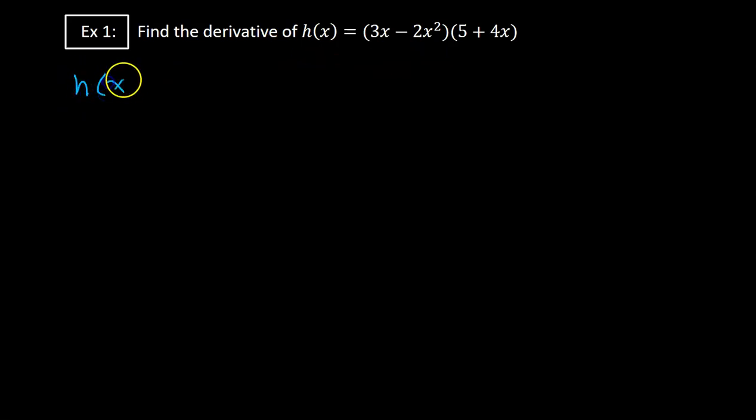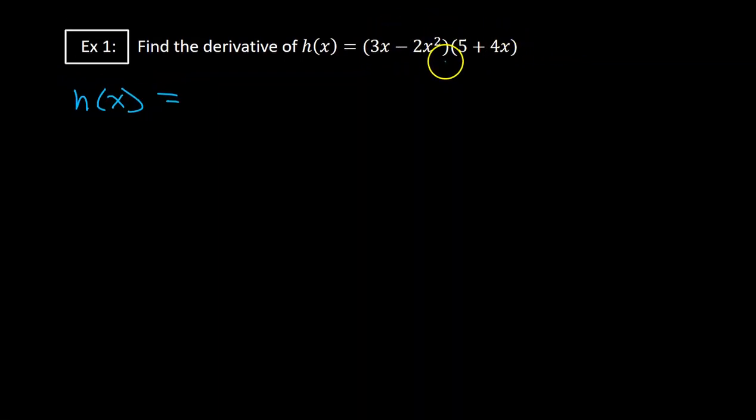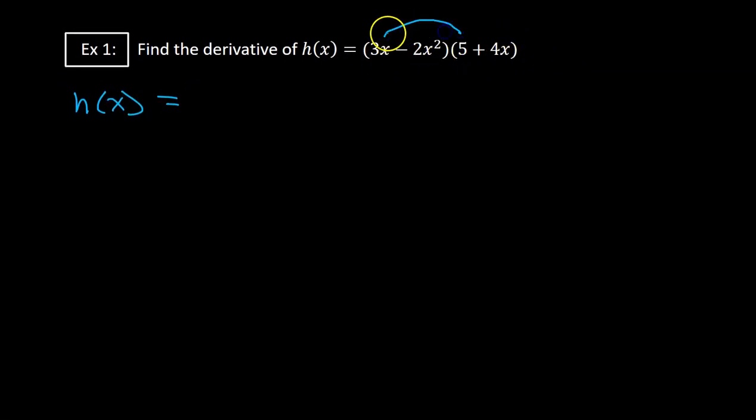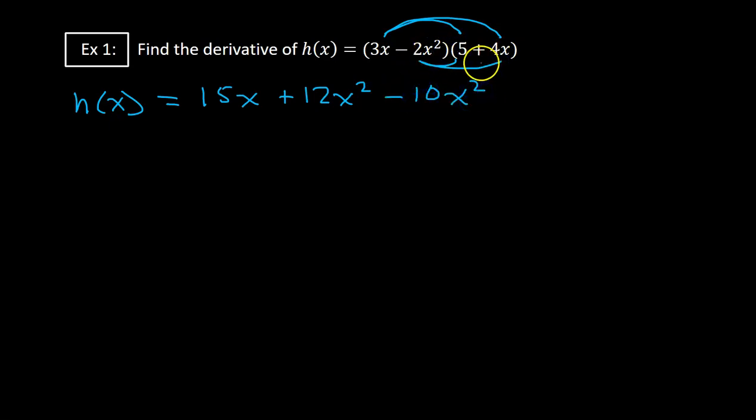So I could just rewrite h of x by multiplying this out. So I'm doing my double distributive property right at the beginning. 3x times 5 is 15x, and 3x times 4x is 12x squared. And then I'm distributing right here. So negative 2x squared times 5 is negative 10x squared. And negative 2x squared times 4x is going to be negative 8x cubed.